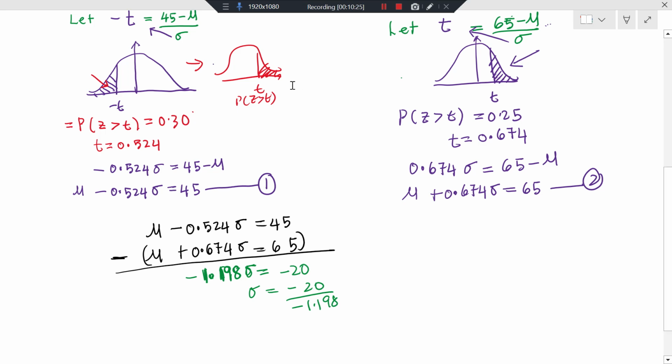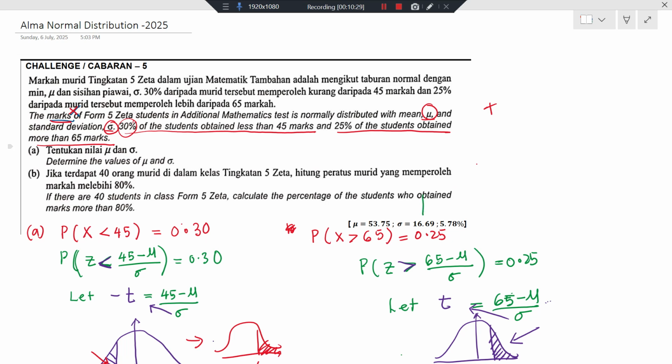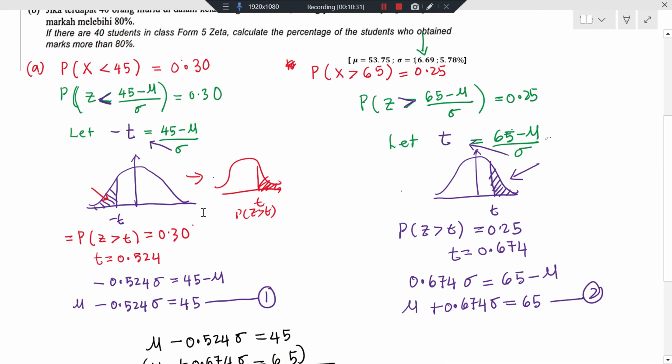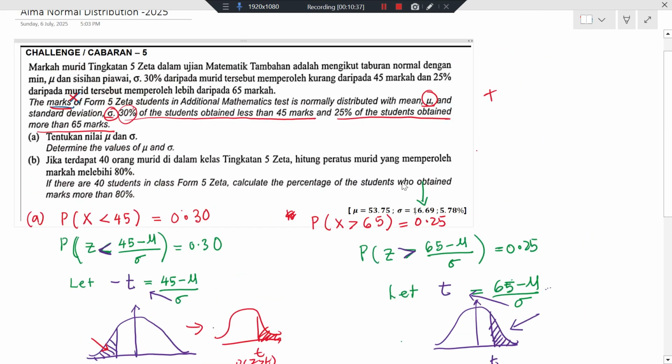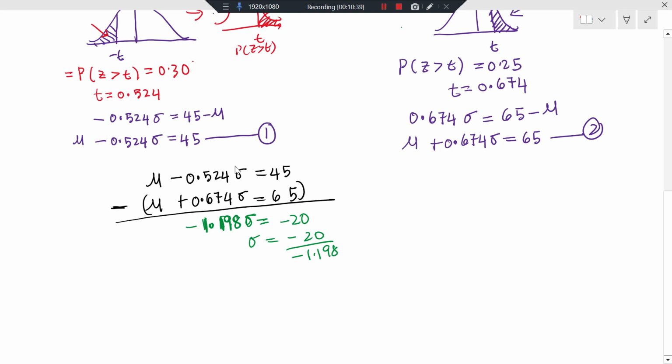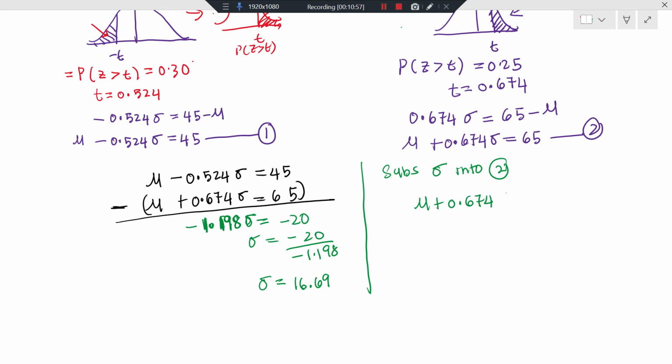16.69, sir. 16.69 tallies with our answer. See, even if you make one simple mistake, the whole thing is gone. Do you see? This question is a very high risk question. Okay, so your sigma 16.69 is the correct answer. And then substitute the sigma into any of the equations. I'm choosing this one. So mean plus 0.674 multiplied by the sigma 16.69 equals 65, and solve for the mean.